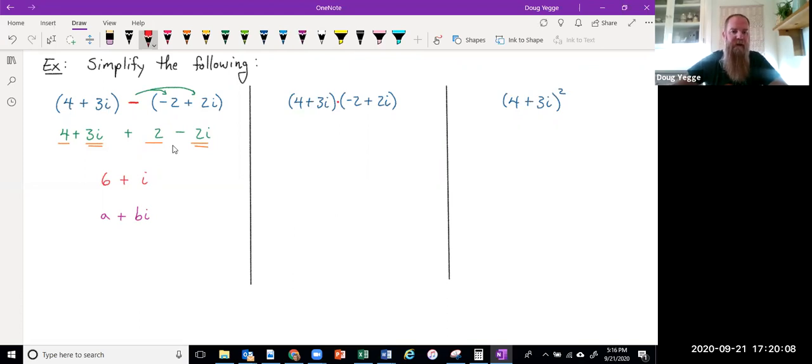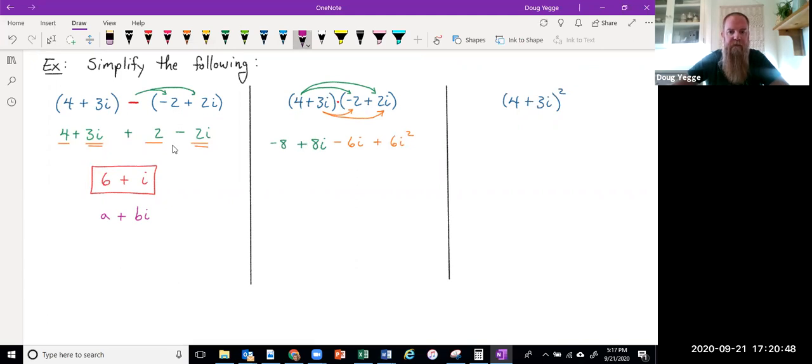So when you're adding or subtracting, you're really just adding or subtracting like terms, namely the real numbers and the imaginary numbers. So what about this next one? Now we could apply the distributive property just as if these were two binomials. So we could say 4 times negative 2, which is negative 8. 4 times 2i, which is 8i. If we multiply 3i times negative 2, that gives me negative 6i. And 3i times 2i is plus 6i squared.